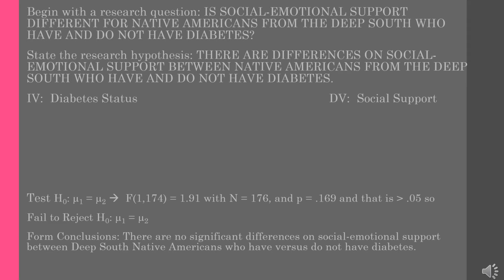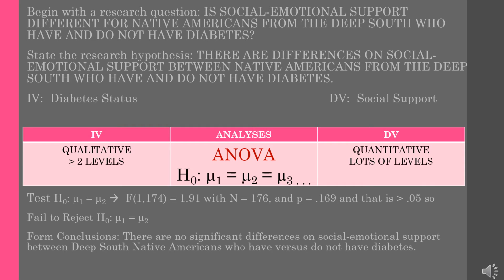So we started with a research question. Is social emotional support different for Native Americans from the Deep South who have versus those who do not have diabetes? We stated the research hypothesis that there are differences between those two groups. We tested the null. We got an F on 1 and 174 degrees of freedom equal to 1.91, and that was not a significant result. So we failed to reject the null, and our conclusion is there are no significant differences on social emotional support between Deep South Native Americans who have versus do not have diabetes.